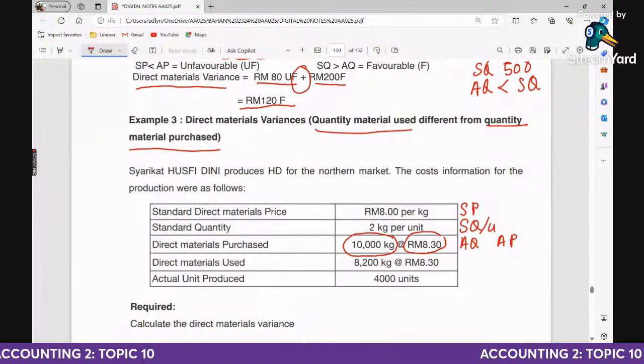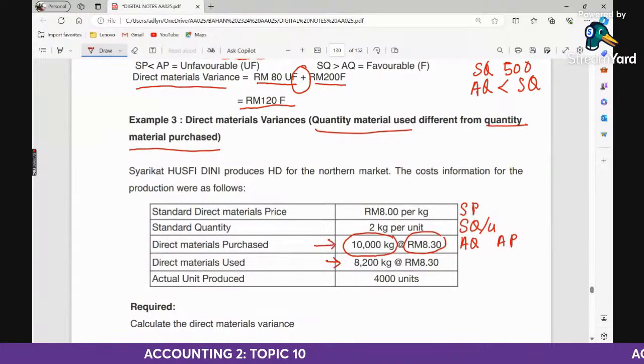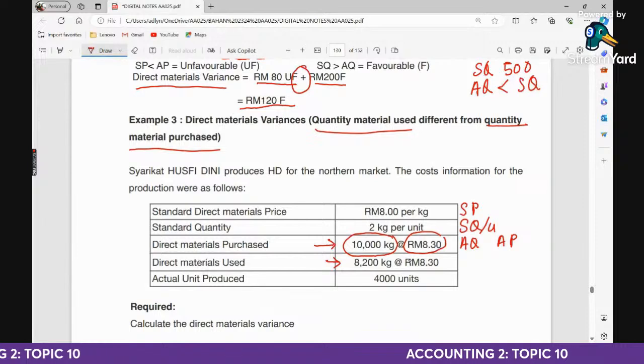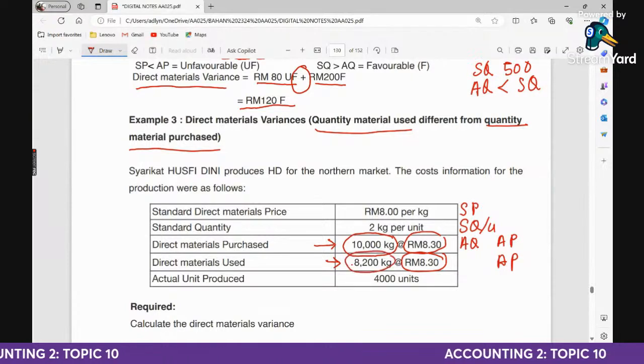Okay, alright. Direct material use yang digunakan. Ini yang dia beli. Dia beli 10,000 kg. Dia guna semua? Tidak. Dia guna 8,200 kg saja, pada harga yang sama. So this is the actual price and this is the actual quantity used.